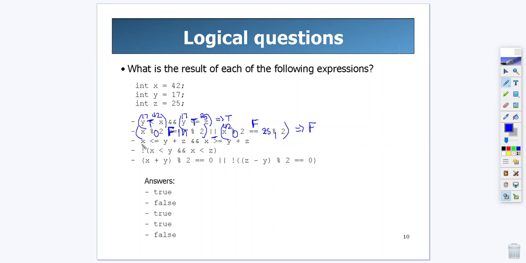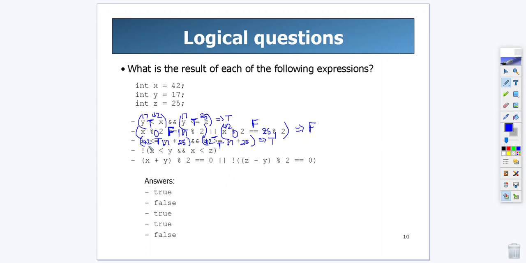All right, and this third one, x is less than or equal to y plus z, and remember this gets grouped together, we evaluate, and then we do and. So is 42 less than or equal to 17 plus 25? And the answer is true. Is 42 greater than or equal to 17 plus 25? And the answer is true. Because both of these are true, when I do an and, it's going to evaluate to true.